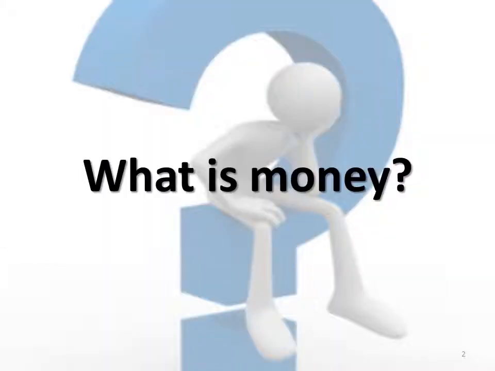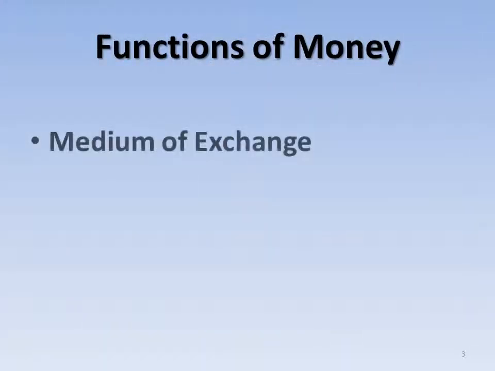In economics, we believe that anything that serves three functions qualifies as money on some level. The first of these functions is a medium of exchange. When economists say medium of exchange, they simply mean that it facilitates transactions in the marketplace.